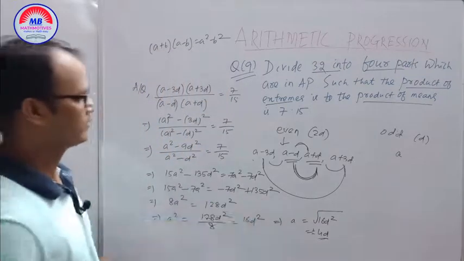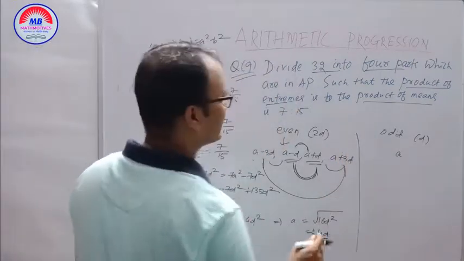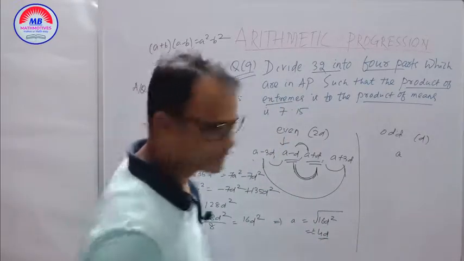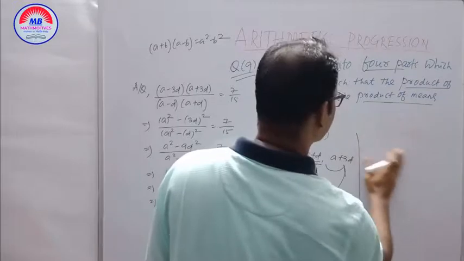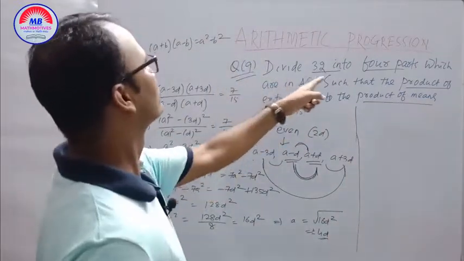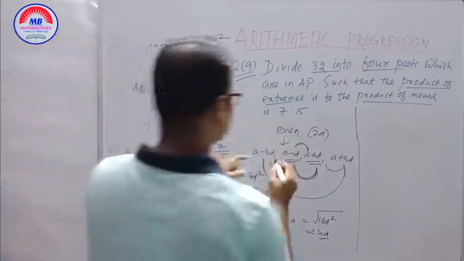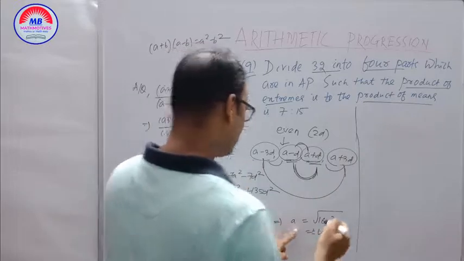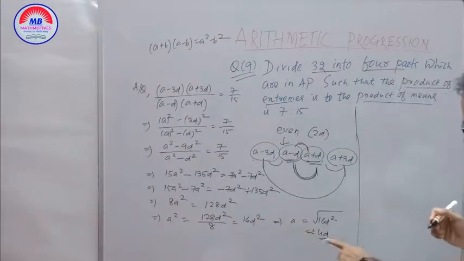If we take plus then minus. Okay, suppose you take 4d, it is 4d. a equal to 4d. What to find? 32 into 4 parts. So you have to find 4 parts. 1, 2, 3, 4. So a equal to 4d. Here you see a equal to 4d.